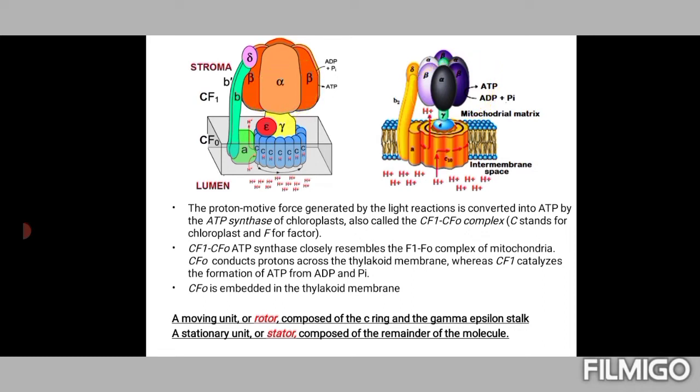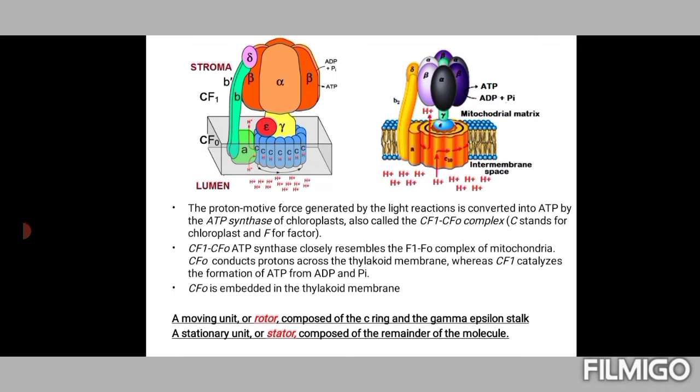You can see 3 alpha, 3 beta, gamma, delta, and epsilon subunits in the head, or F1 part, and the FO part, the stalk, has A, B, B dash, and C subunits, which form a ring. So we can see the moving unit, the rotor, as well as the stationary unit, the stator, here. The structures are quite similar. We can see what subunits form the rotor and what subunits form the stator.